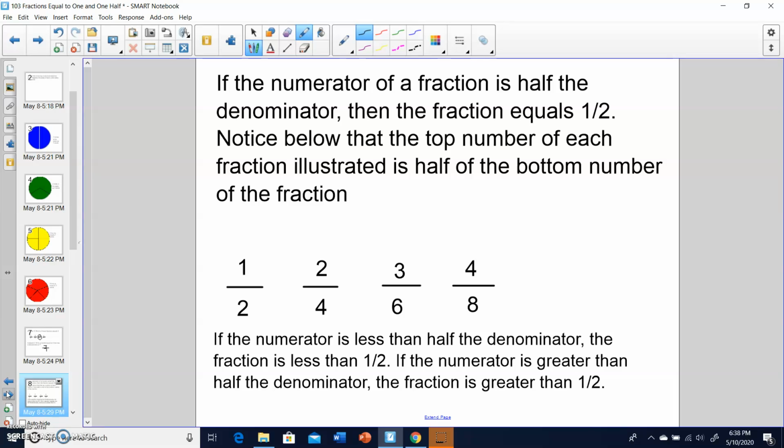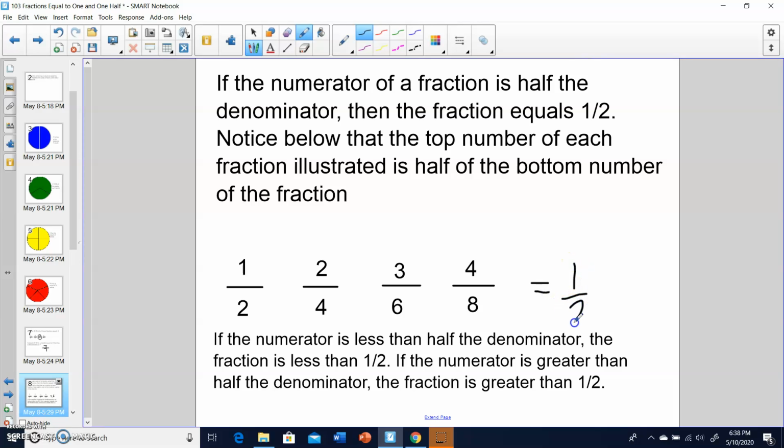If the numerator of a fraction is half the denominator, then the fraction equals 1/2. Notice below that the top number of each fraction illustrated is half of the bottom number of the fraction. So 1 is half of 2, 2 is half of 4, 3 is half of 6, and 4 is half of 8. So all of these fractions would be the same amount as 1/2.